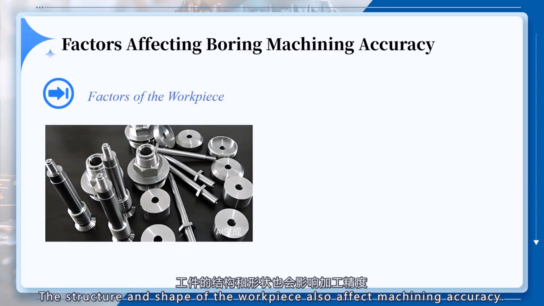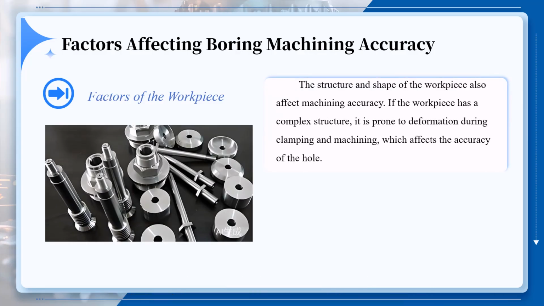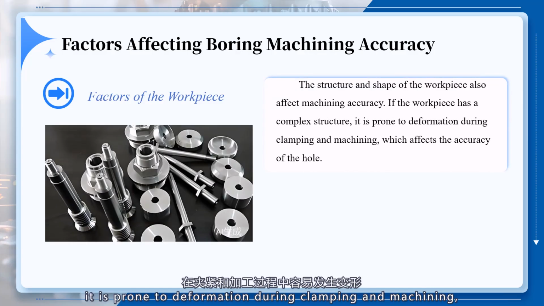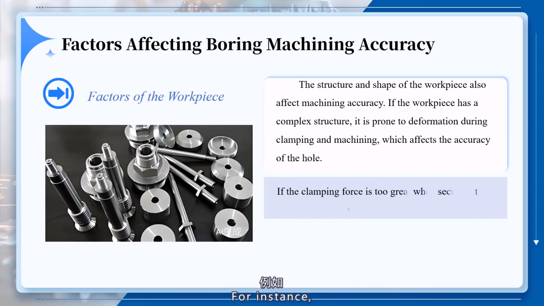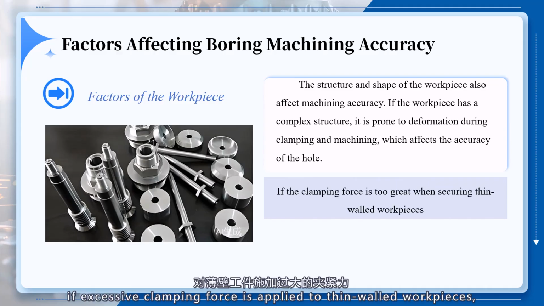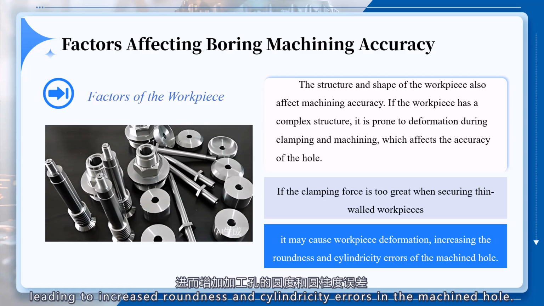The structure and shape of the workpiece also affect machining accuracy. If the workpiece has a complex structure, it is prone to deformation during clamping and machining, which can affect the accuracy of the hole. For instance, if excessive clamping force is applied to thin-walled workpieces, it may cause deformation, leading to increased roundness and cylindricity errors in the machined hole.